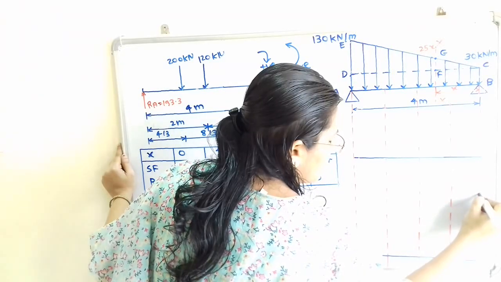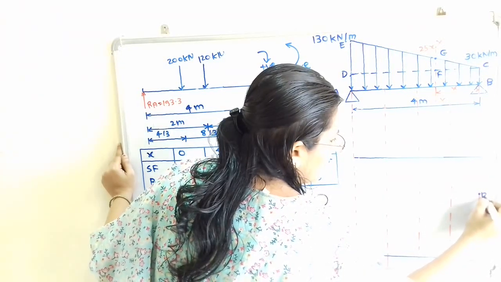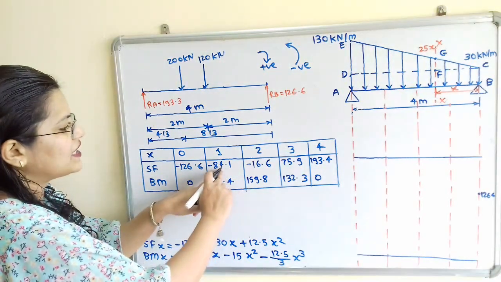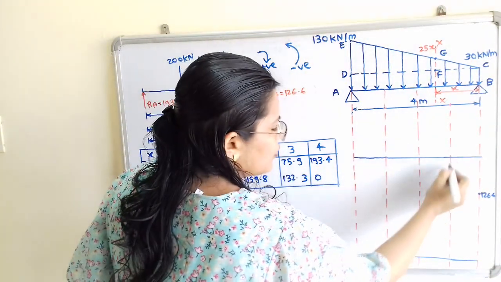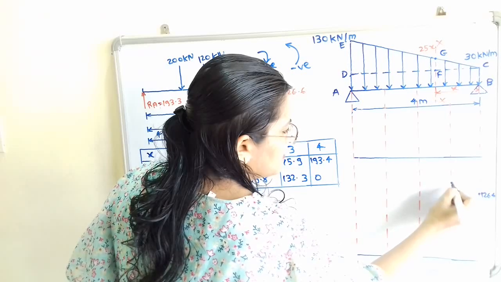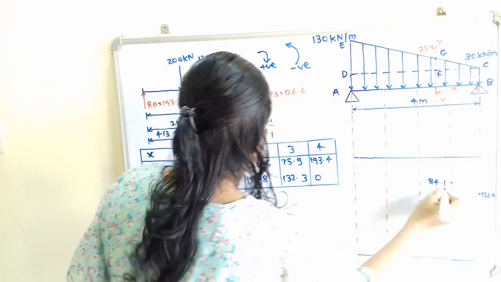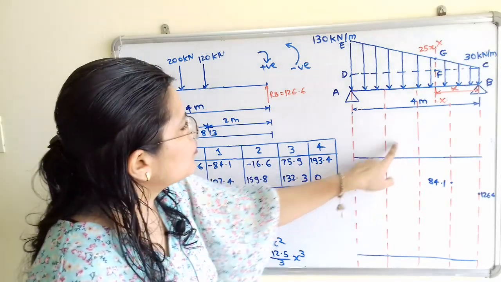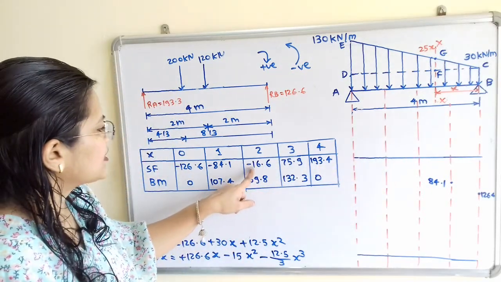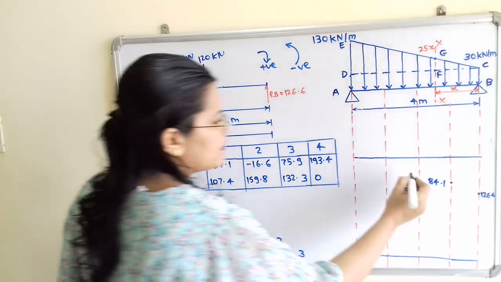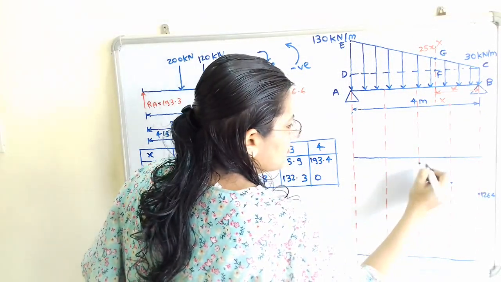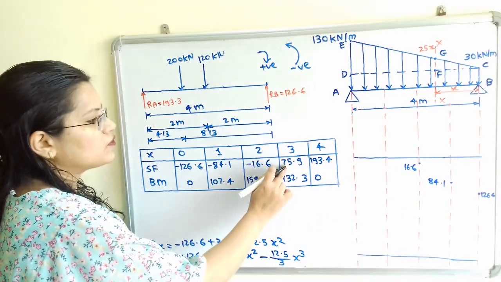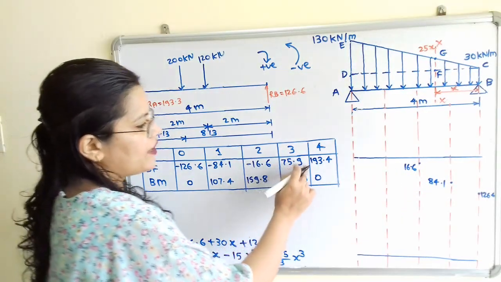So for the value x is equal to 0, shear force is minus 126.6. So because of this negative sign, we will plot this value in the downward direction. So here I will plot 126.6. Now next, as x is equal to 1, it is 84.1. So because of the minus sign, we will plot here 84.1. Then next is at x is equal to 2, it is 16.6. So I will plot here 16.6.